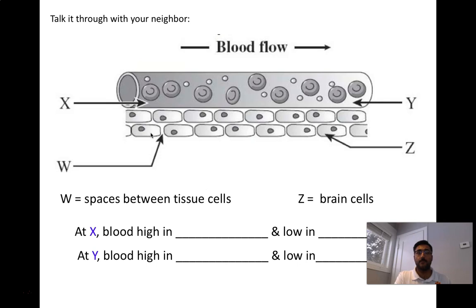Okay, so here we've got a couple labels. We've got X, which is the beginning of this capillary. We've got Y, which is the end of this capillary. I'm noticing it says blood flow is going from left to right. And then I've got these little square cells here. I've got site W and site Z. W is at the beginning of the tissues, Z is at the end of the tissues.